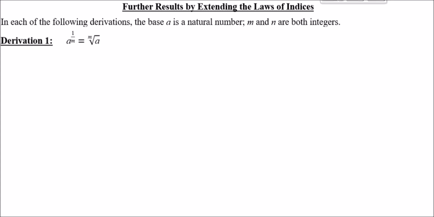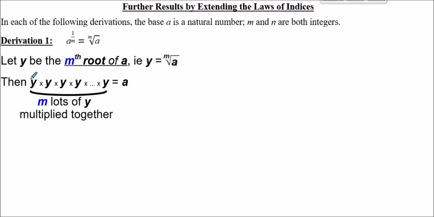So let's take it step by step. First of all, what I want to do is define y to be the nth root of a. It just makes it neater to define. And so I'm going to say that y is the nth root of a. So what that means is that if we took y and multiplied it by itself m times in a row, that would equal a.